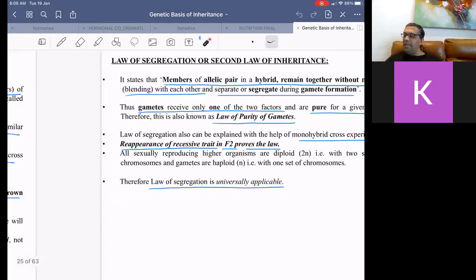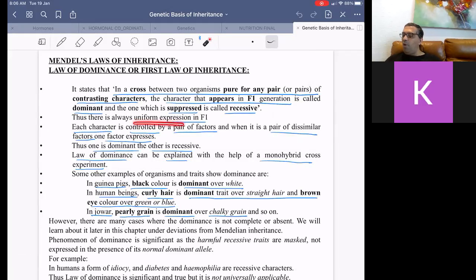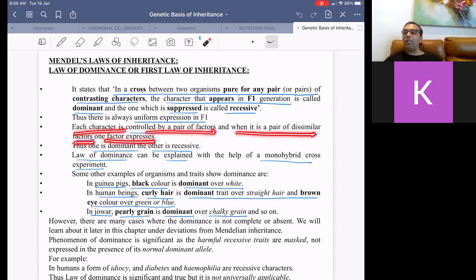And it also states that there is always a uniform expression in F1 generation. F1 generation में यूनिफॉर्म एक्सप्रेशन टॉलनेस हमेशा आता है, ड्वार्फनेस छुप जाता है. दो कॉन्ट्रास्टिंग कैरेक्टर में से एक एक्सप्रेस होता है F1 जनरेशन में, वो डोमिनेंट होता है, और जो सप्रेस हो जाता है वो रिसेसिव होता है. Each character is controlled by a pair of factors. When it is a pair of dissimilar factors, one factor expresses.